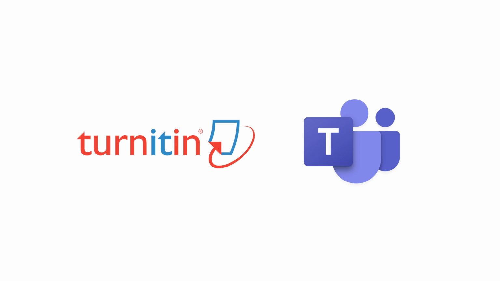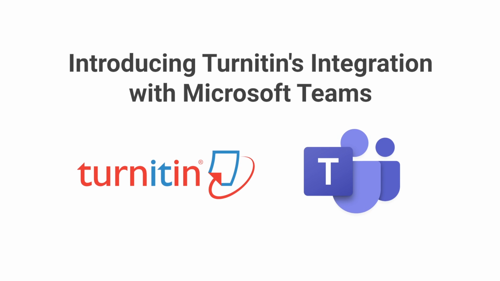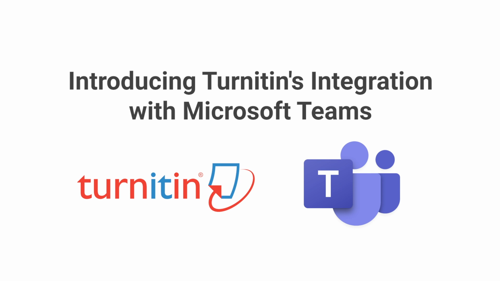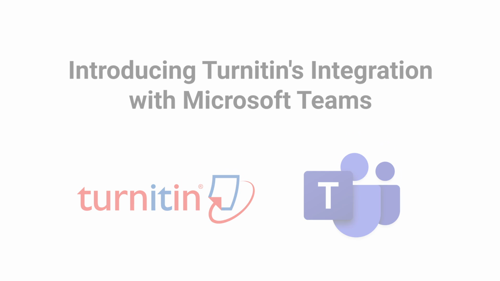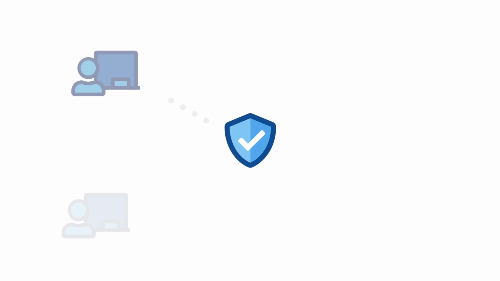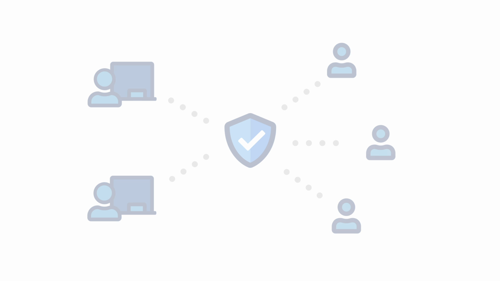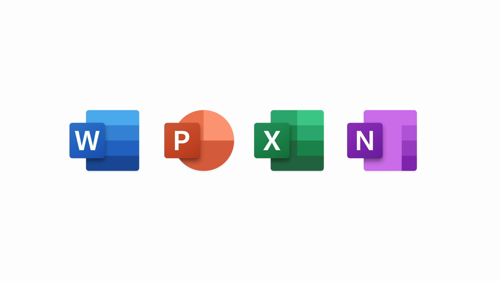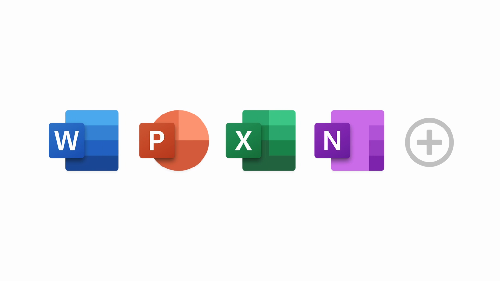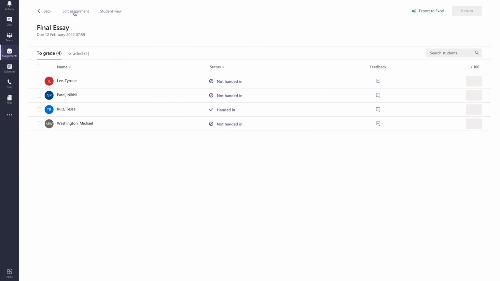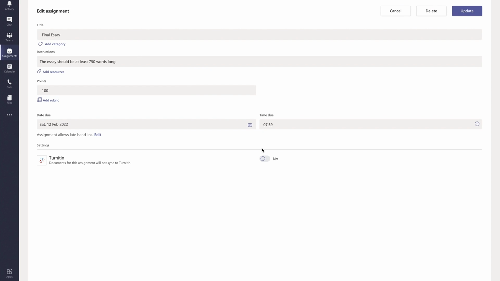Empowering every student's authentic voice has never been easier. We're excited to partner with Microsoft and offer our similarity checking for assignments created in Microsoft Teams. Teachers and students can seamlessly use the most comprehensive anti-plagiarism solution with their favorite Microsoft apps, including Word, PowerPoint, Excel, OneNote, and more. All teachers need to do is simply switch on Turnitin when creating an assignment.